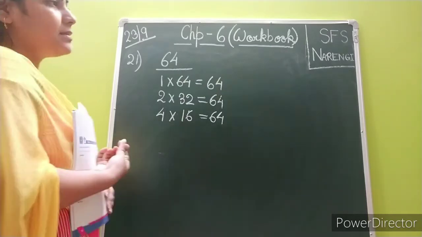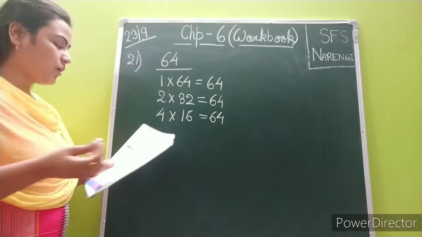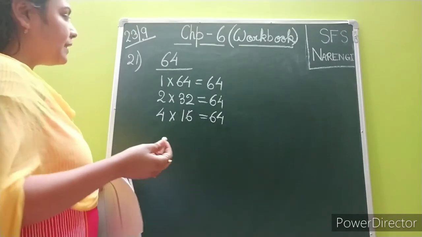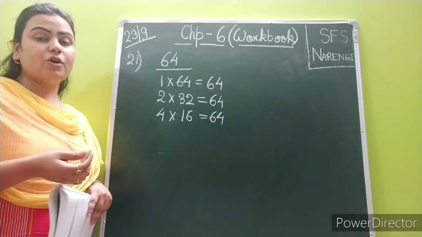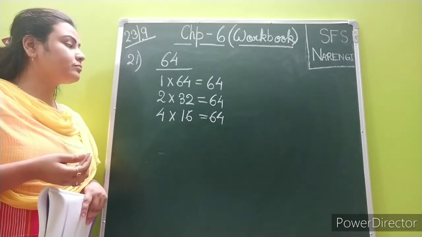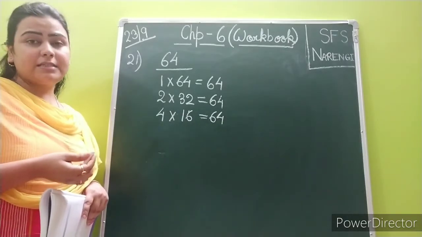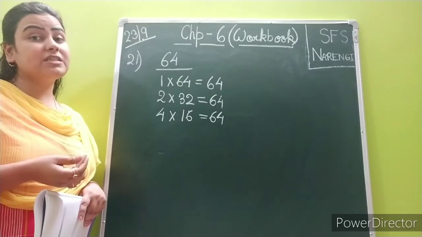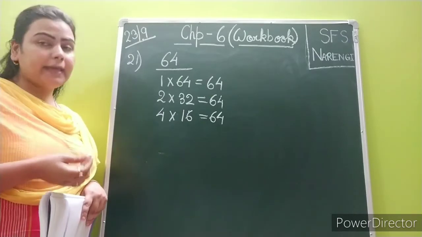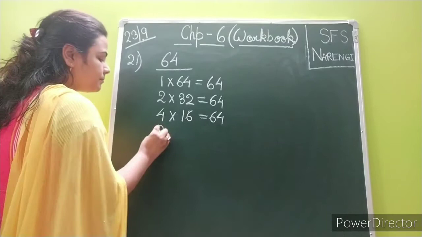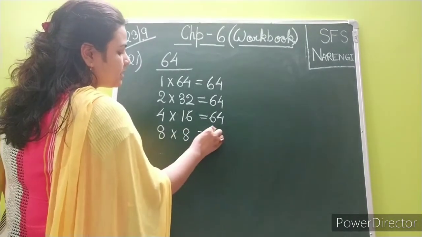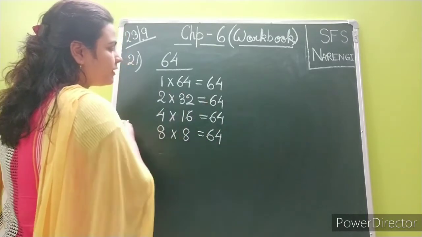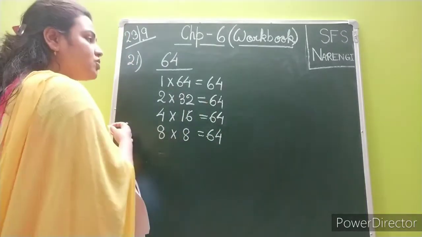Okay, I guess now it is stable. So we have 4, and will we have 5's table? No, obviously not. 6, no. 7 eights are 56, 7 nines are 63. No. 8, yes, we have it in 8's table. 8 eights are 64. Right? Now coming to the division facts.